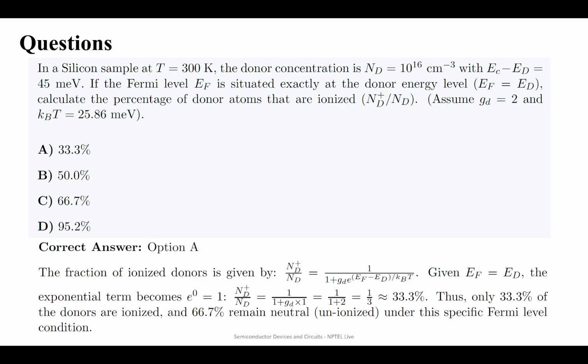So the correct answer would be option A. The fraction of ionized donors is given by Nd+ by Nd equals 1 upon 1 plus Gd e power (Ef minus Ed) by kBT.